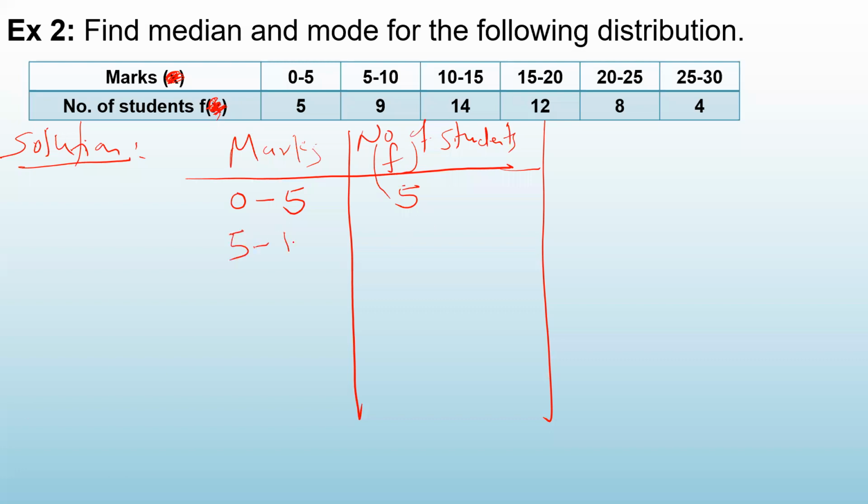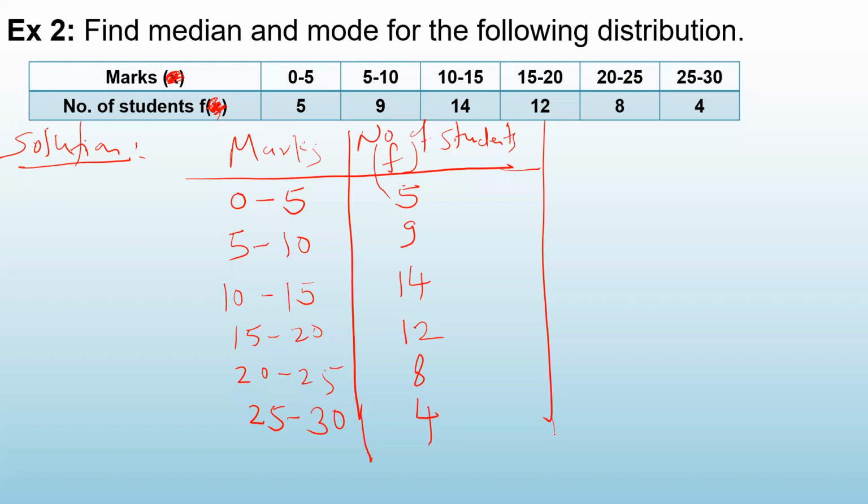The second class interval is 5 to 10 and its frequency is 9. 10 to 15, frequency is 14. 15 to 20, frequency is 12. 20 to 25, frequency is 8. And the last one, 25 to 30, the frequency of this class is 4. Okay. This is what is my data.